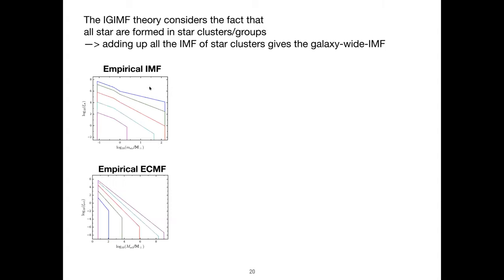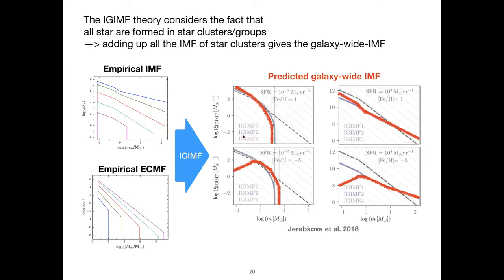So this is the empirical MF of stars in a star cluster I introduced earlier. And similarly, you can have an empirical mass distribution of star clusters in a galaxy. So if you integrate these two functions according to the IGMF theory, you get the galaxy-wide MF prediction.